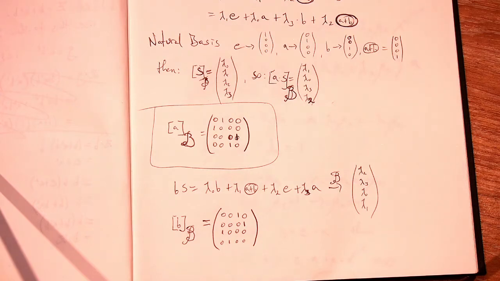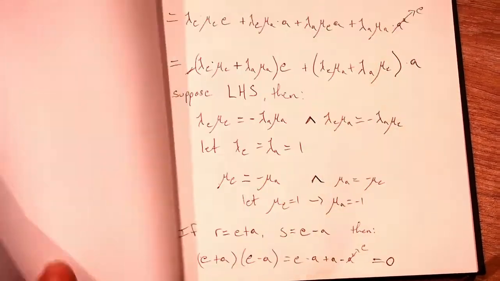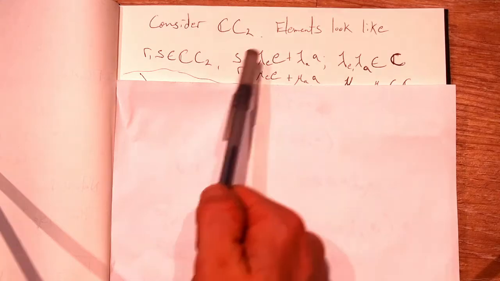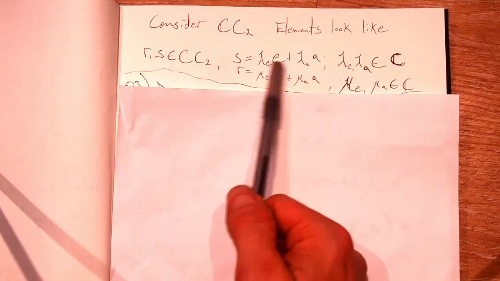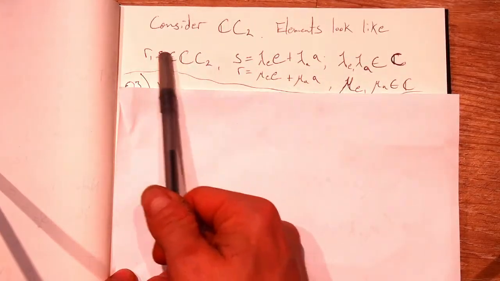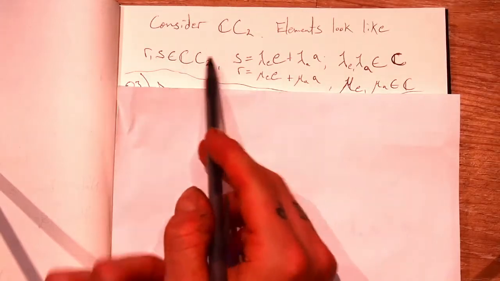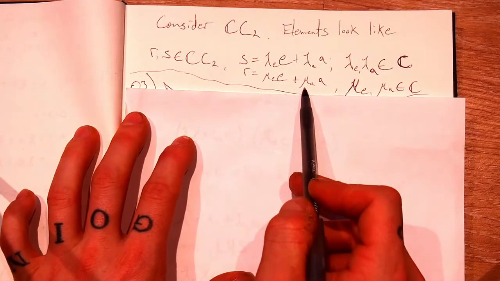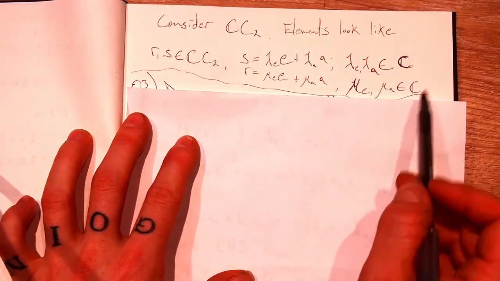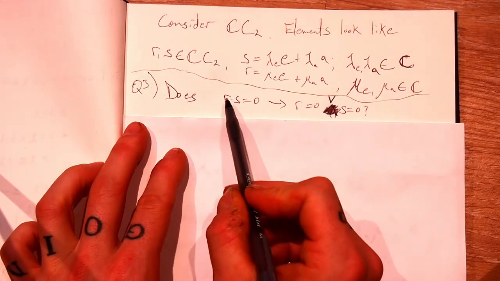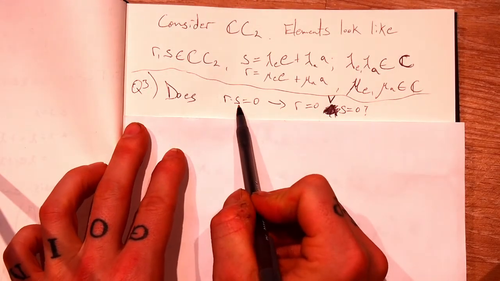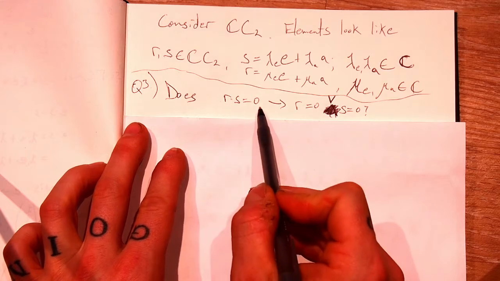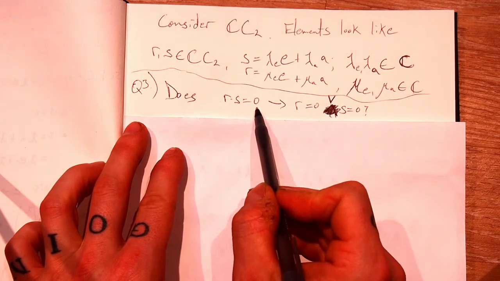So let's see if I can squeeze in one more example before my camera dies. Consider C C2. So elements are going to look like this. There's only two elements in our vector space. Consider two elements, R and S, in our group algebra, C C2. Here are the two. These are all complex numbers. So the question is, if these two elements of our group algebra multiply together with our group algebra product, will it give us the zero vector in our group algebra?